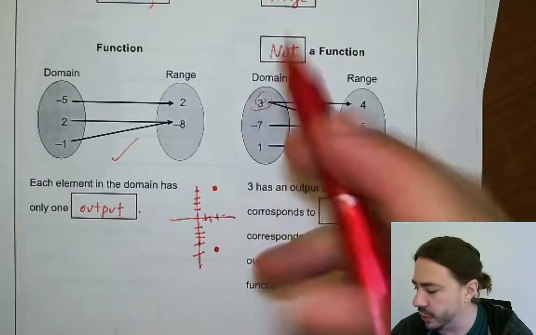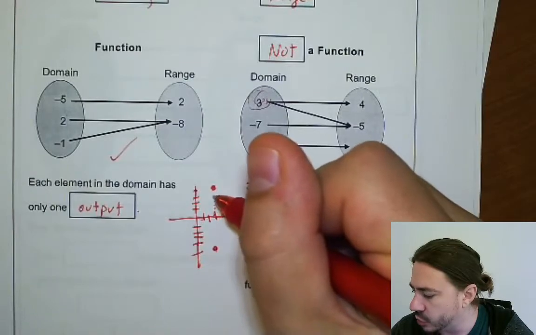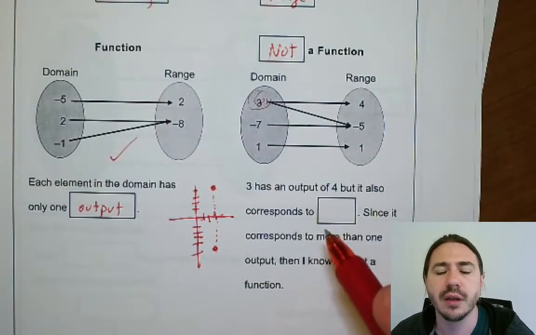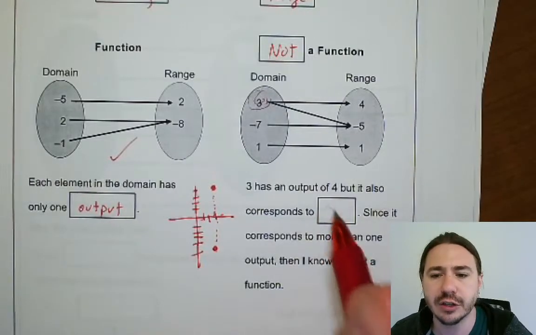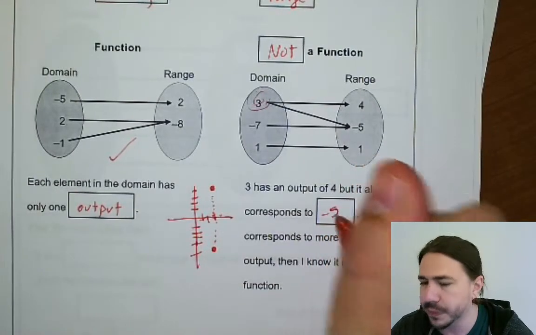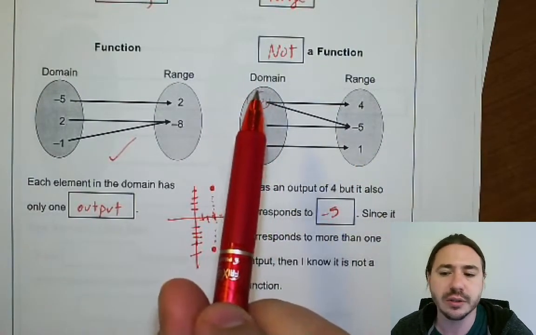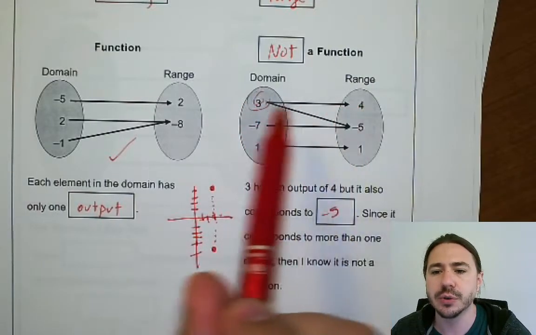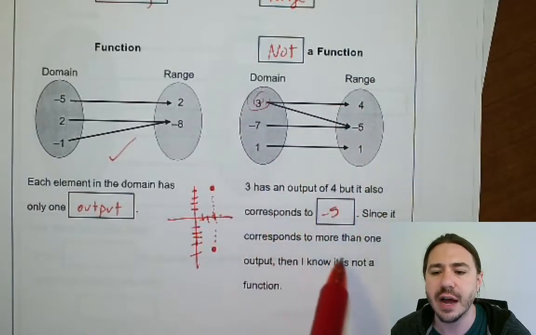This input of 3 has 2 different outputs, and so that prevents it from being a function by definition. So 3 has an output of 4, but it also corresponds to -5. It only takes one input like that to prevent it from being a function. If you have one input that has 2 different outputs, then this is not a function.